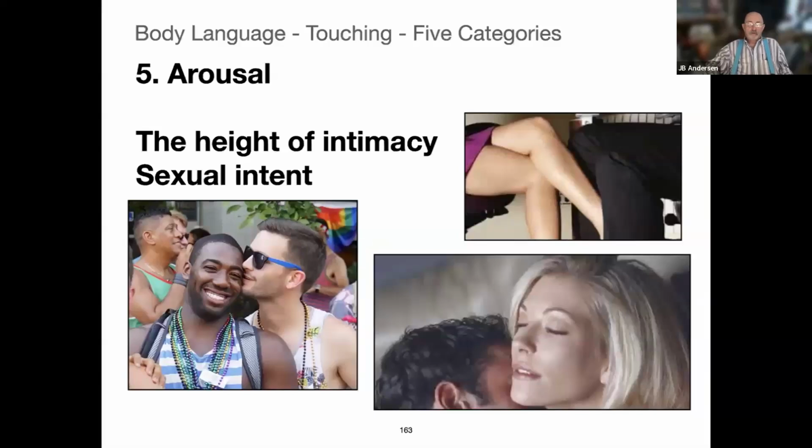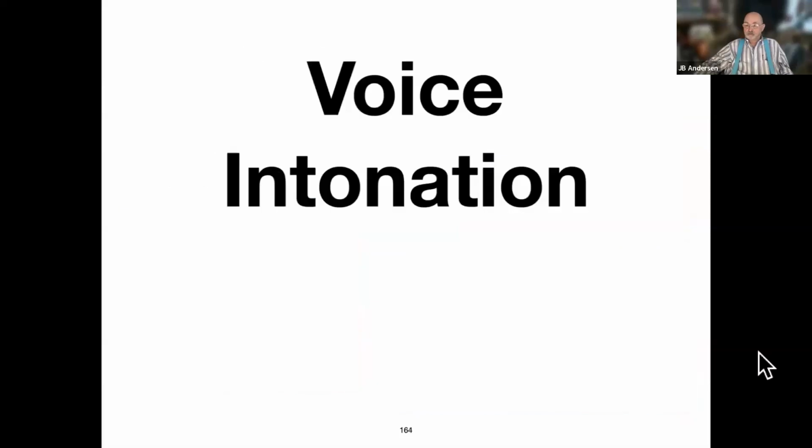The height of intimacy, sexual intent shown here. This is where you're really interested in arousing the other person. And we can see here, like at a dining table, there can be legs meeting each other. But in public, you might just share closeness, cheeks touching, etc.